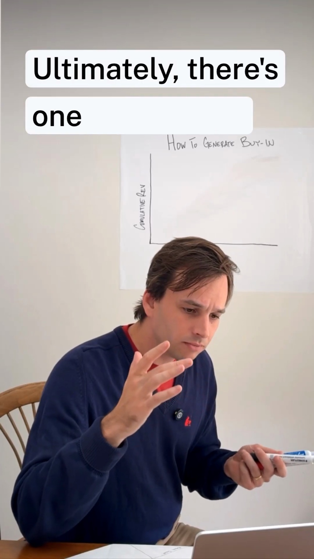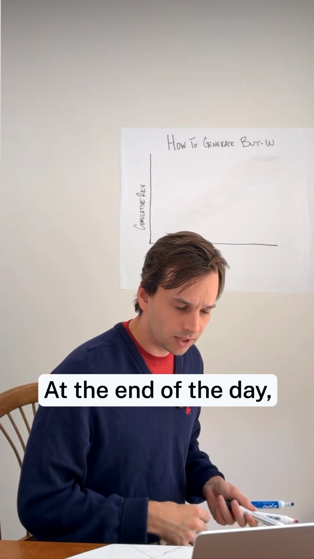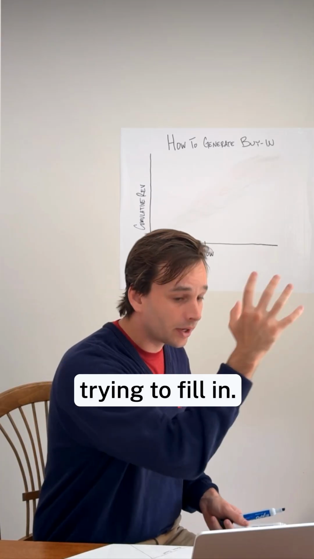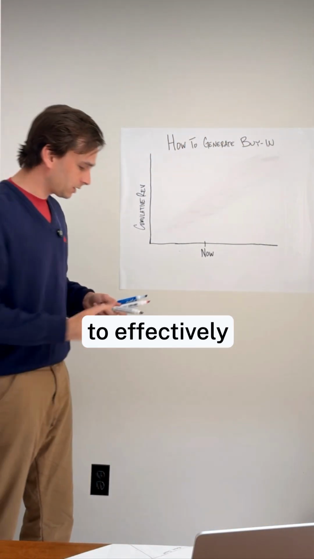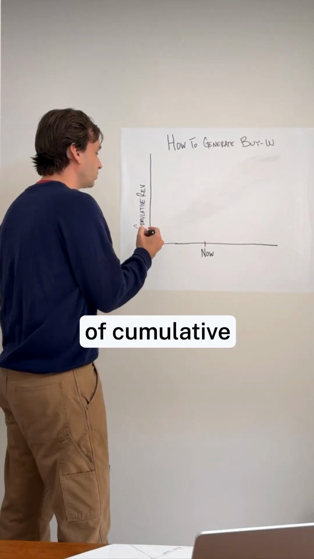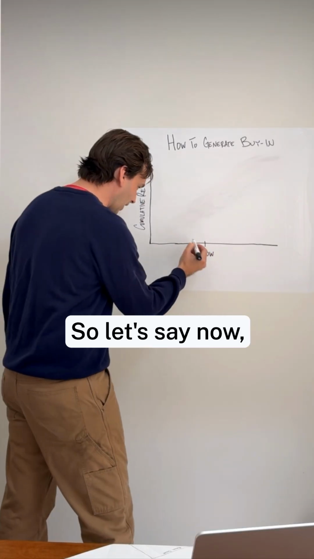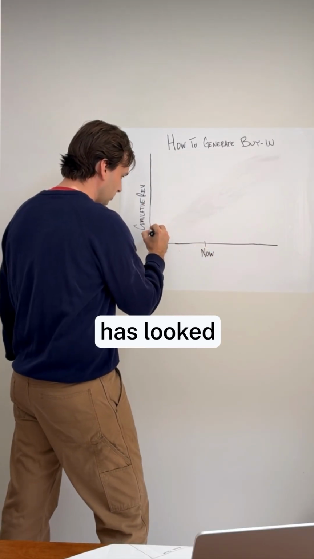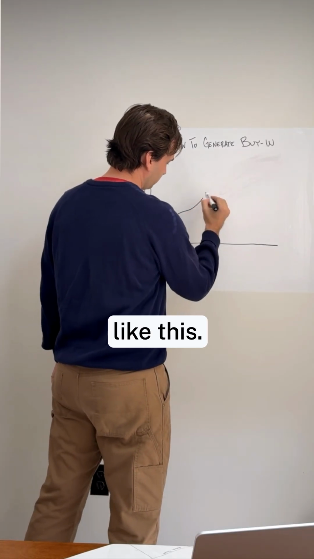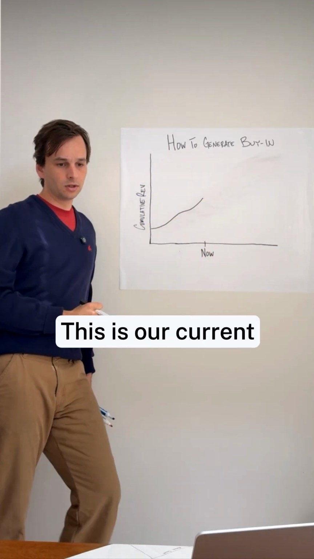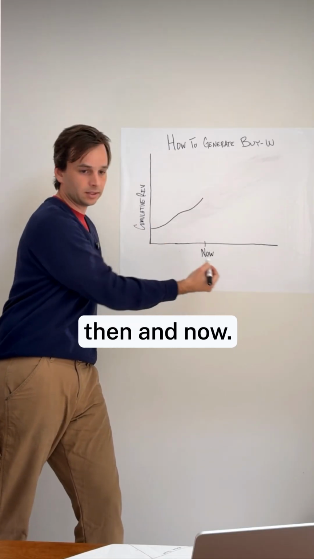Ultimately, there's one major chart that actually generates buy-in. At the end of the day, this is what everyone's trying to fill in. And you want to be able to effectively tell the story of cumulative revenue over time. So let's say cumulative revenue has looked something, I don't know, like this. This is our current cumulative revenue between then and now.